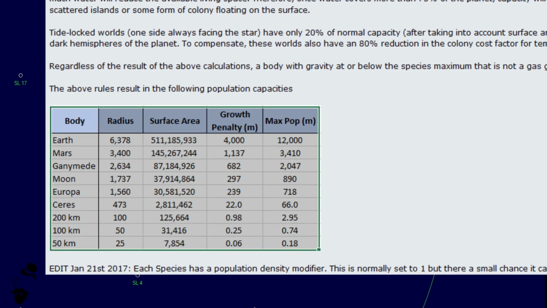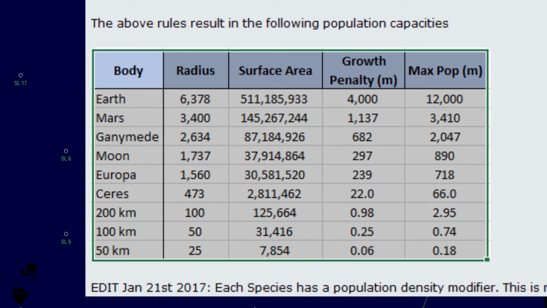And if we have a look, Earth has a pop of 12 billion, but Mars only has 3.4. Ganymede has 2. So, yeah, the moon can only support 890 million. That's a lot of people, but it's still going to be a severe restriction that you will have to deal with and keep in mind. So, a very big change that is going to completely redesign how colonies are really handled. But we'll see how that actually plays out once we get our hands on it.